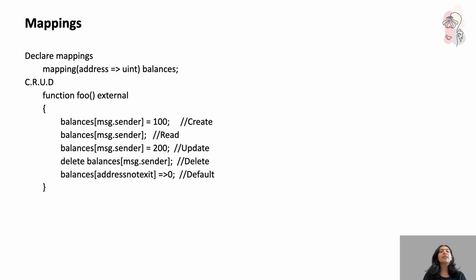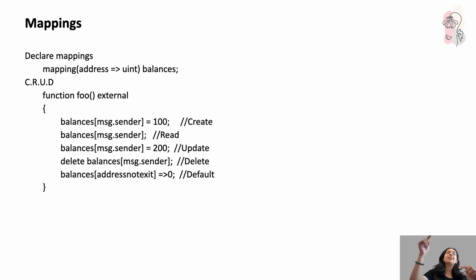Now, coming to your CRUD operations, your function foo, that is declared external. The first line says balances[msg.sender], that is balances. Inside that, balances is your mapping that has been declared. Now balances[msg.sender] key, what would be the value? 100. This is you assigning the value, right? So this is your create operation. Now you're reading the value of your msg.sender. That is your read operation.